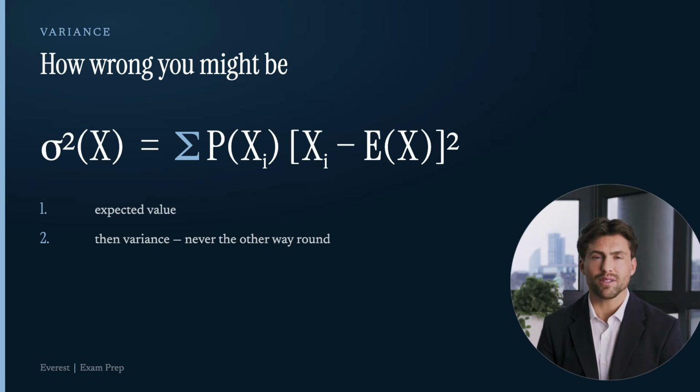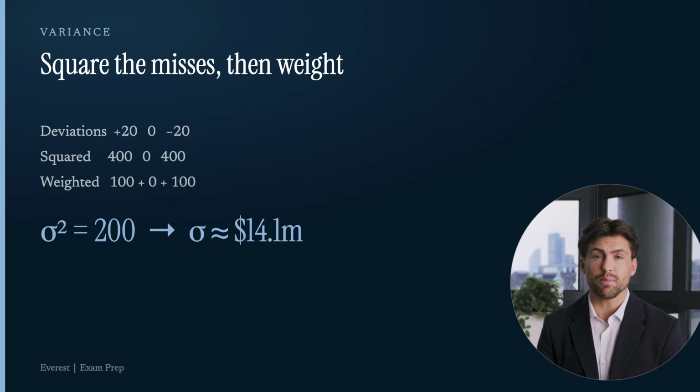Expected value first, always. Our deviations are plus 20, 0, and minus 20. Square them and you get 400, 0, and 400. Now weight them. 25% of 400 is 100. 50% of 0 is 0. 25% of 400 is 100. The variance is 200. Standard deviation is the square root of that, which is about 14.1 million.